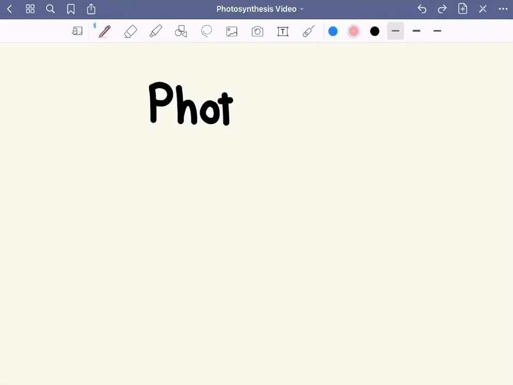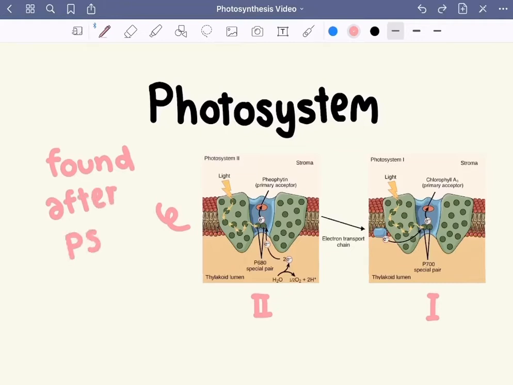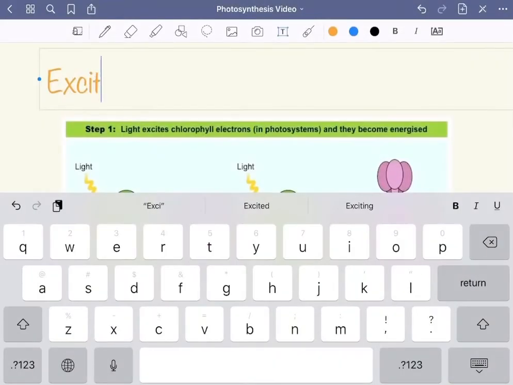There are two types of photosystems in the light-dependent reactions, photosystem 2 and photosystem 1. Photosystem 2 comes first in the path of electron flow, but it is named second because it was discovered after photosystem 1. The first step of light-dependent reaction is excitation of photosystems by light energy.